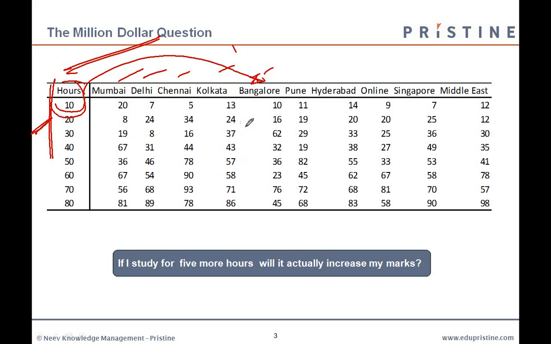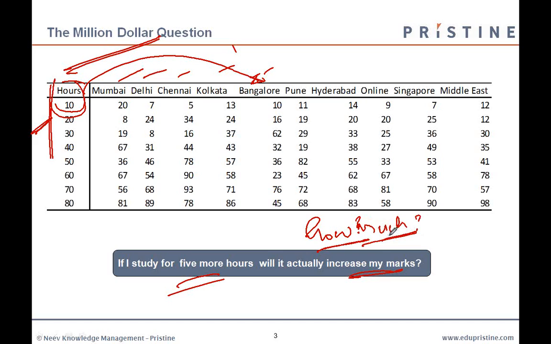So once you have this situation, that is, once you have established that there is a relationship between two variables, and once you establish the cause and effect relationship, that is, which is driving what, then obviously the next question is, what is the mathematical relationship? That is, if I put 5 more hours of study, in our example, how much will it actually increase my mark? How much?